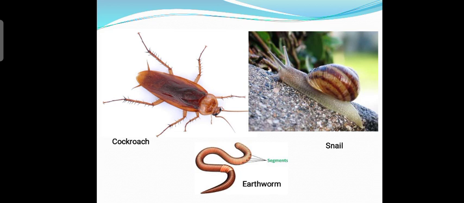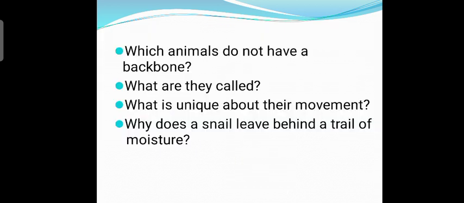Now see the body structures of these 3 organisms which are not having any backbone. You can see that 3 pairs of legs are present in the cockroach and 2 pairs of wings. Earthworm is having a very moist body and through the contraction and relaxation of muscles it will move forward. And snail is having a muscular foot which will also help it to move forward. Now, which animals do not have a backbone? What are they called? What is unique about their movement? Why does a snail leave behind a trail of moisture?